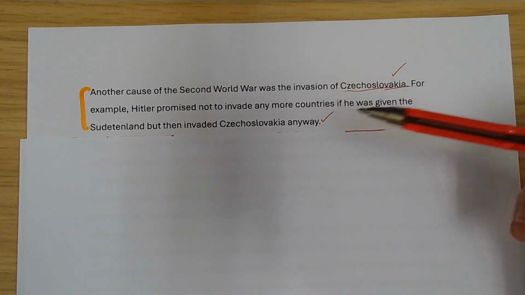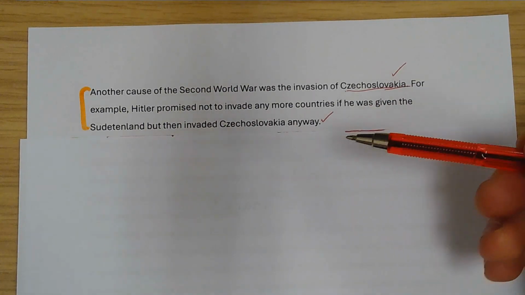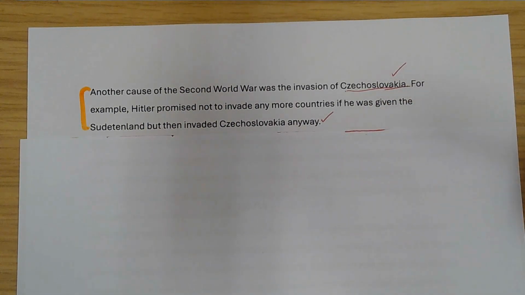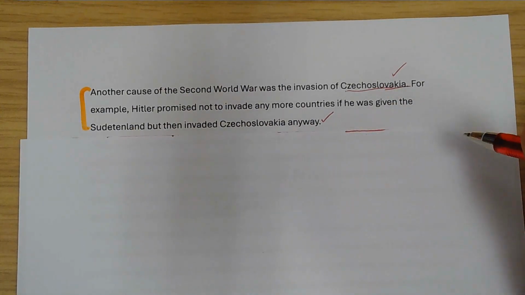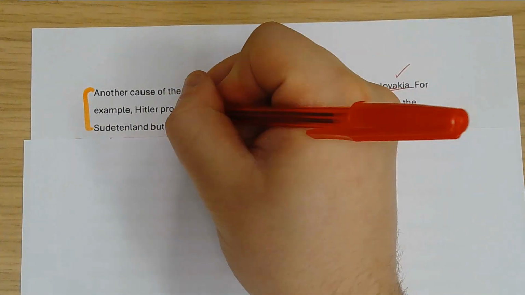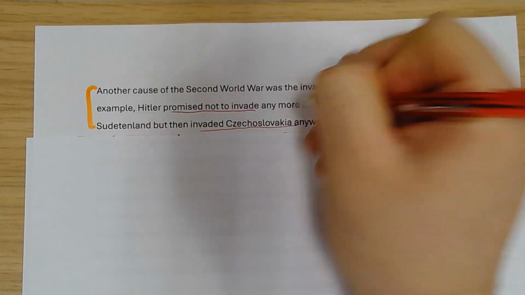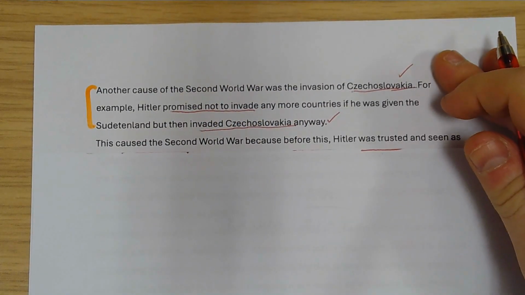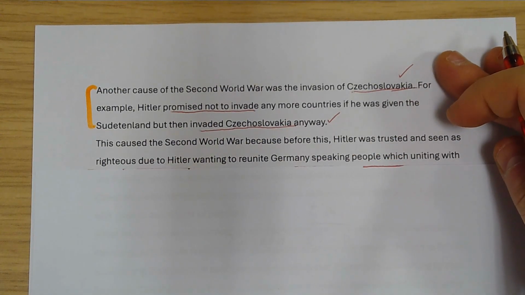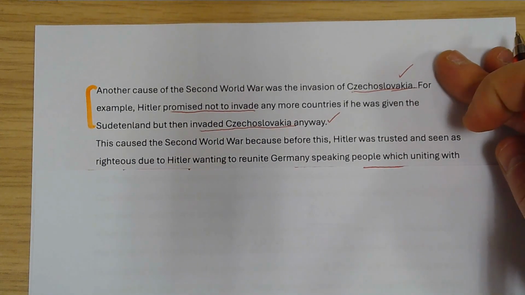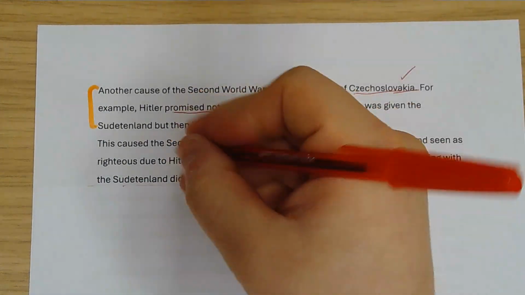and what I now need to do is I need to say, right, how does this lead to the Second World War? How does this in the late 1930s lead to war starting? Well, it's the fact that Hitler promised not to invade, so that's what we're going to talk about next, but he invaded Czechoslovakia. So this caused the Second World War because before this, Hitler was trusted as seen as righteous due to Hitler wanting to reunite German-speaking people, which uniting the Sudetenland did.